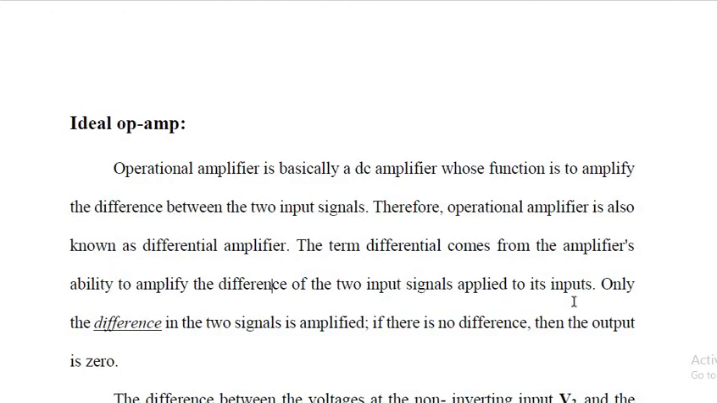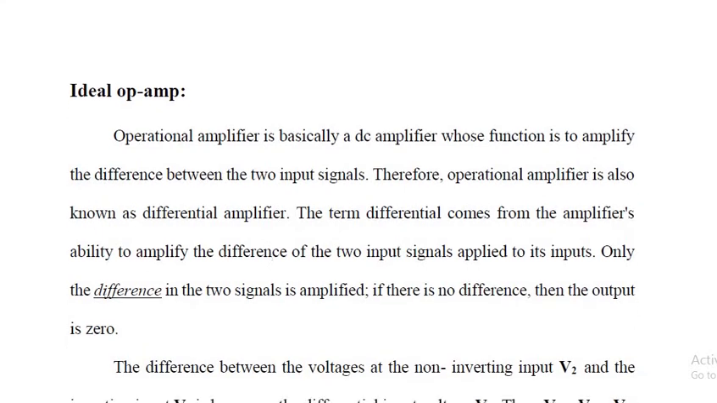That is inverting input and the non-inverting input. And only the difference in the 2 signals is amplified. If there is no difference, then the output is 0. Hope you all have understood. Only the difference in the 2 signals is amplified. If there is no difference, then the output is 0.